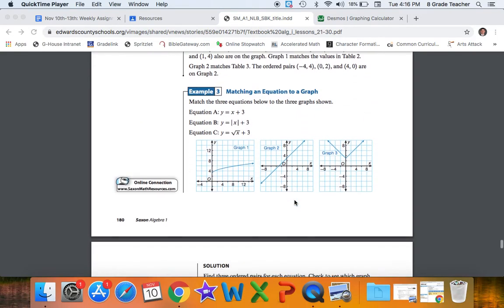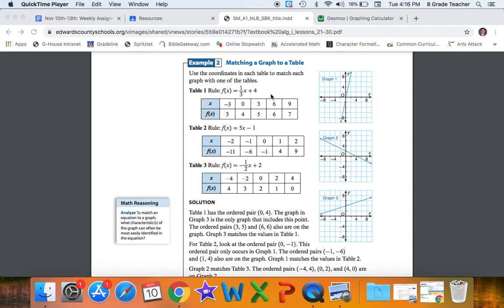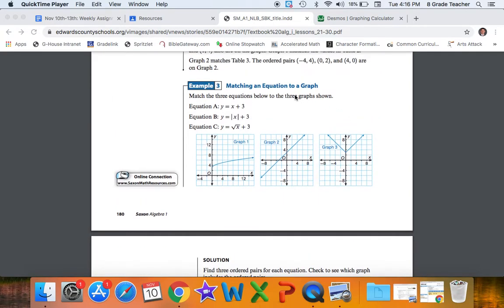In example 3, you're matching an equation to a graph. So similar to what you saw here with the graph to a table, you're going to match an equation to a graph. Now, one way you could solve this is to go the extra step and create the table that corresponds with this. So you pick numbers for your x values and then see where those show up.